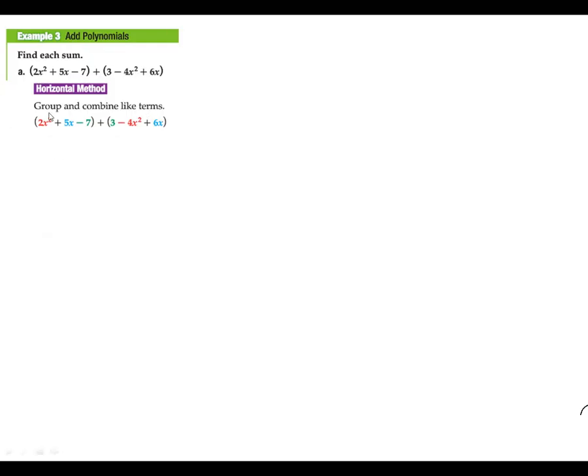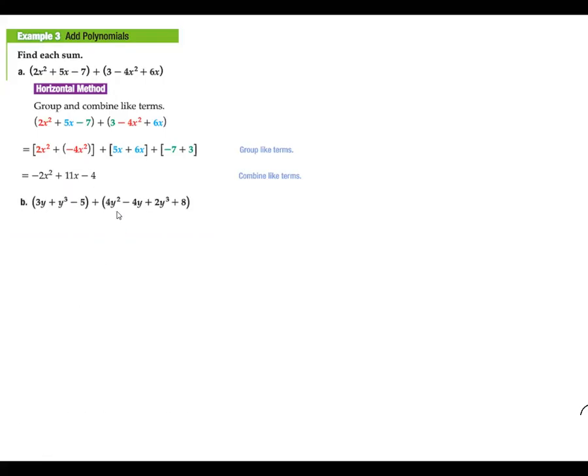What you do is you group and combine like terms. So you have your x squared terms, your x terms, and your constant terms. You just group those together and combine them. So 2x squared minus 4x squared gives you negative 2x squared. 5x plus 6x gives you 11x, and negative 7 plus 3 gives you negative 4.